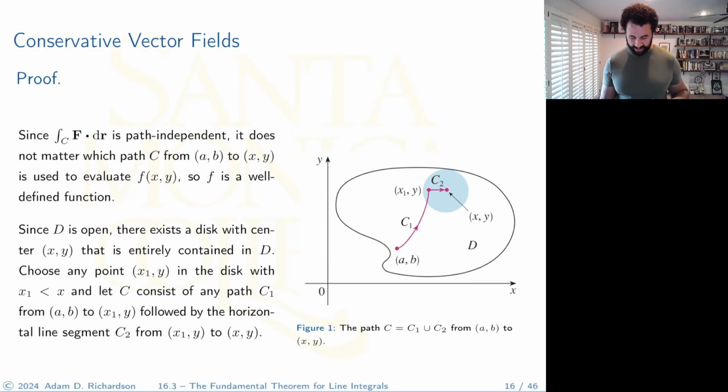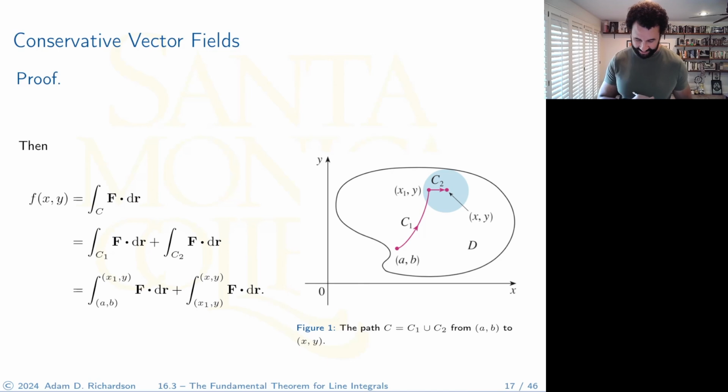Now we're going to define the path C as the path that goes from (a, b) to this point, (x1, y), and then goes from (x1, y) to (x, y). So the union of these two paths is what we're calling C, all right? That's the setup. All right, now let's investigate.